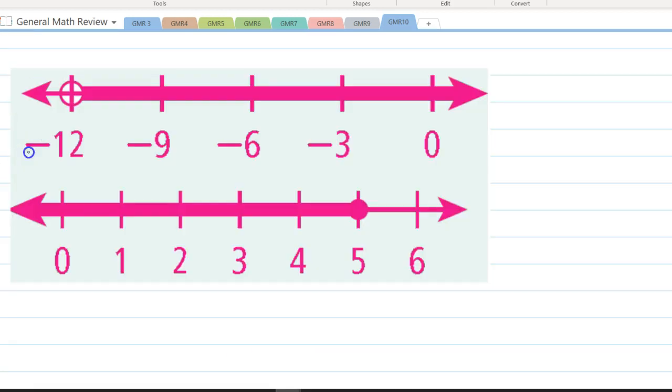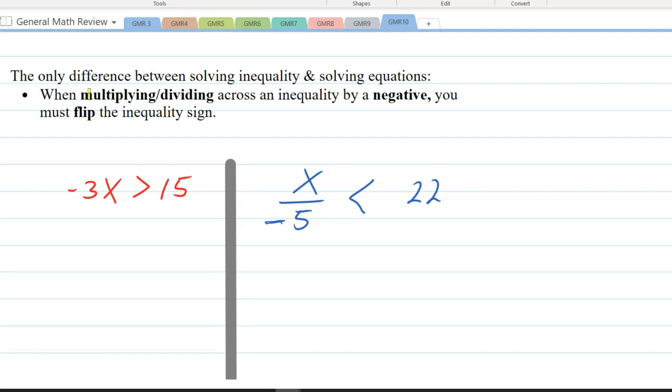Now let's take these graphs and turn them into words. Here I'm at negative 12, I have an open circle and it's moving to the right. We would say our variable is greater than negative 12. For the next one, we have a closed circle and it's going to the left. So we would say our variable x is less than or equal to, because it's a closed circle, to the 5.